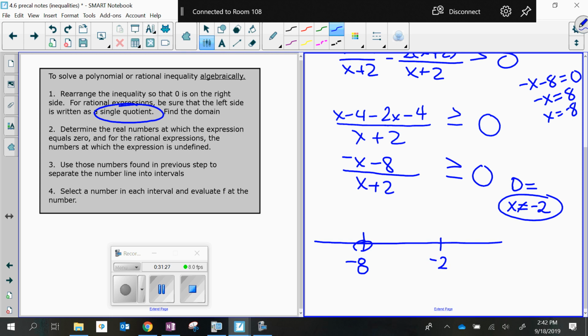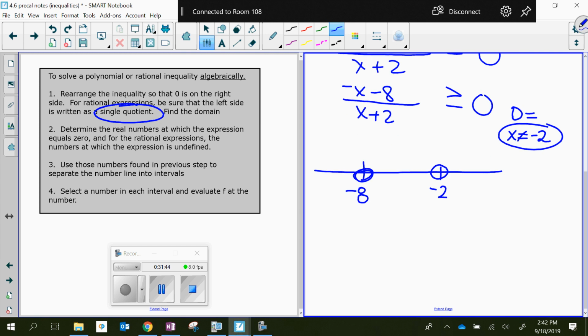Okay? All right. Now, that's how we find, that's why we want the single quotient, because that is now a rational function that you know how to graph, and you know all that. Okay, so wait, so -8 is your 0, but -2 is your asymptote? Correct. So vertical asymptote at x equals -2, 0 at x equals -8.